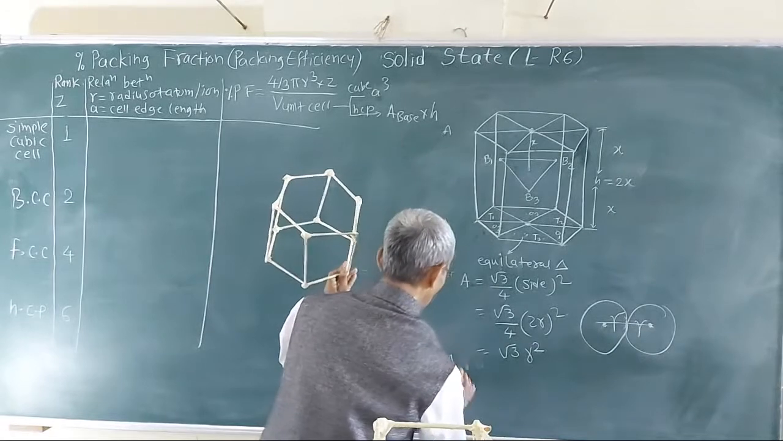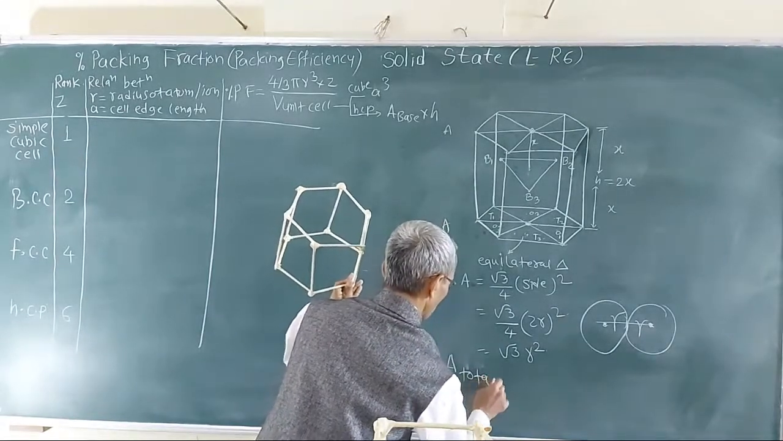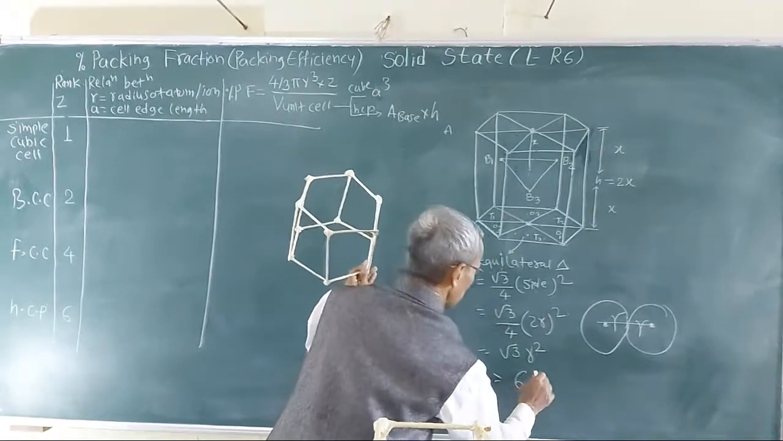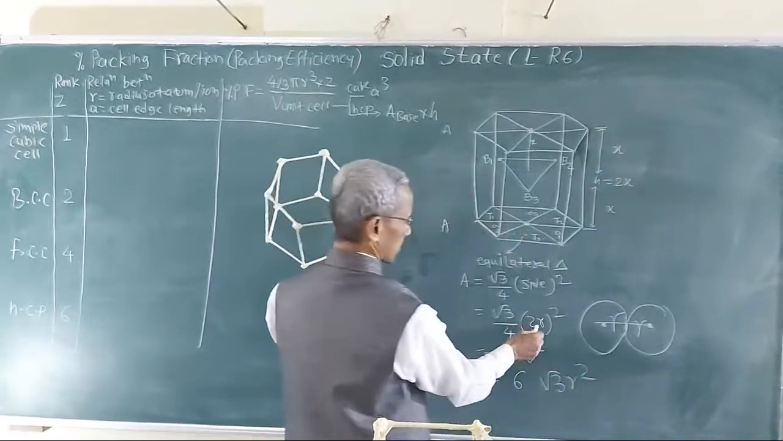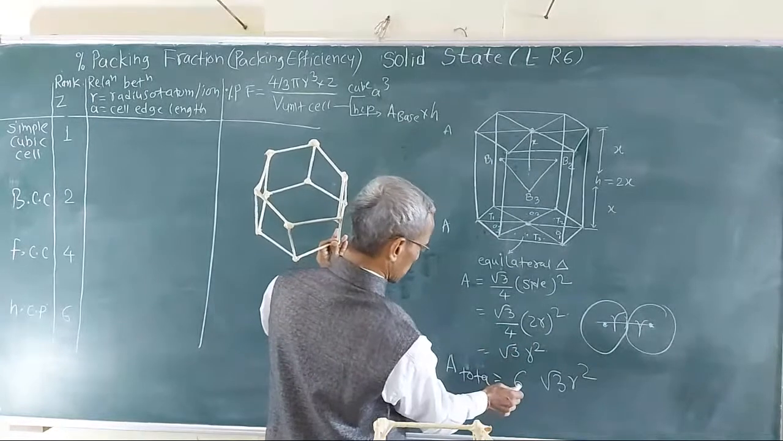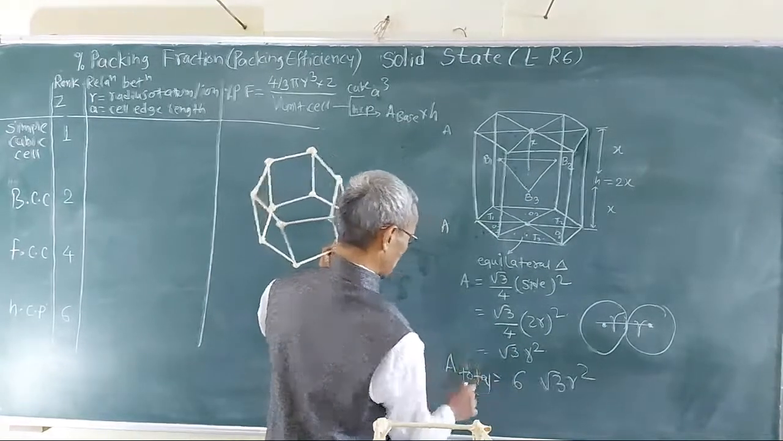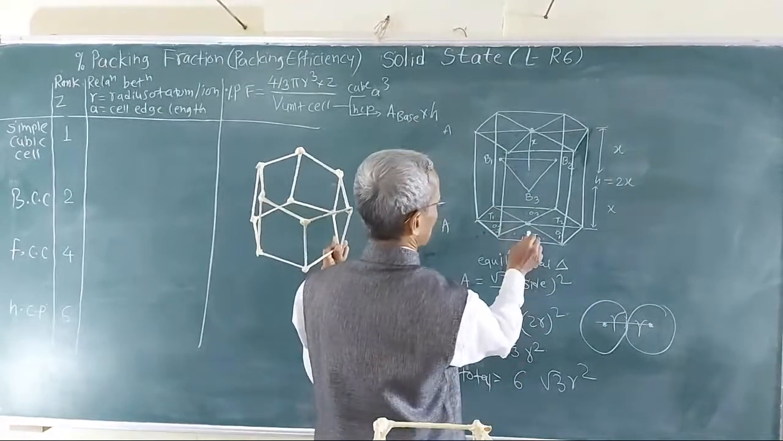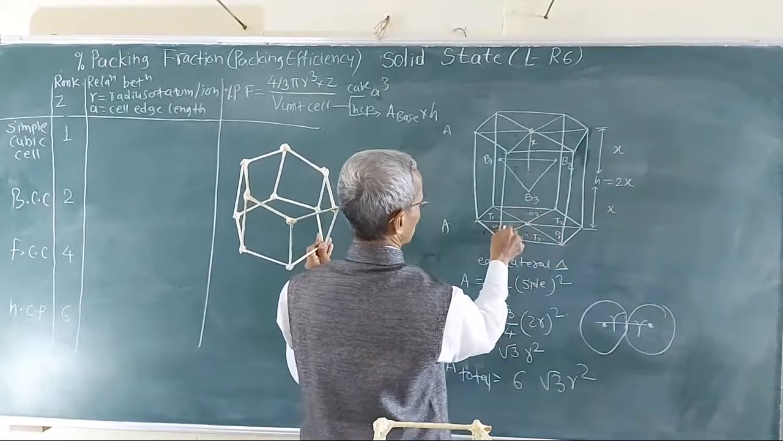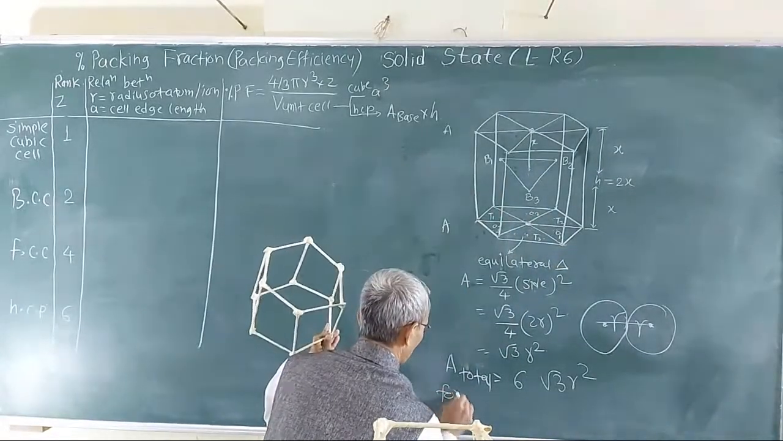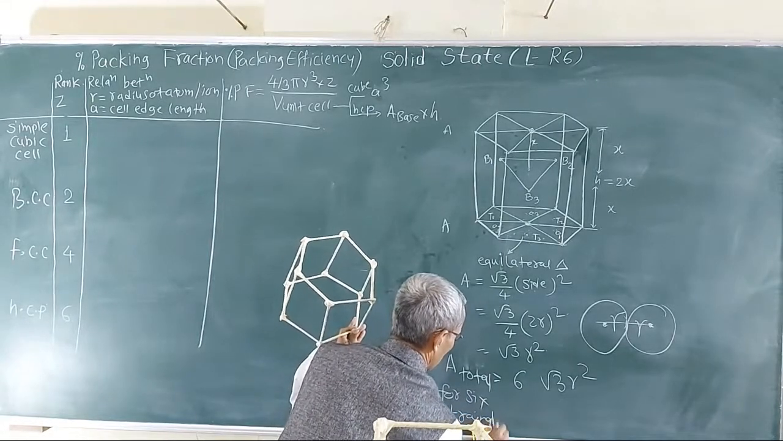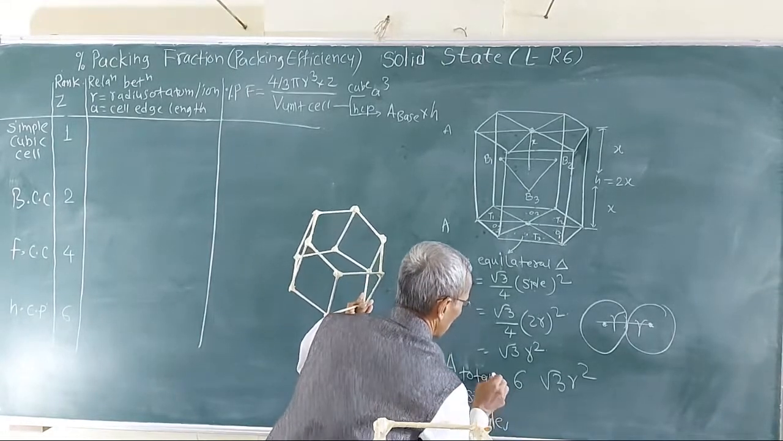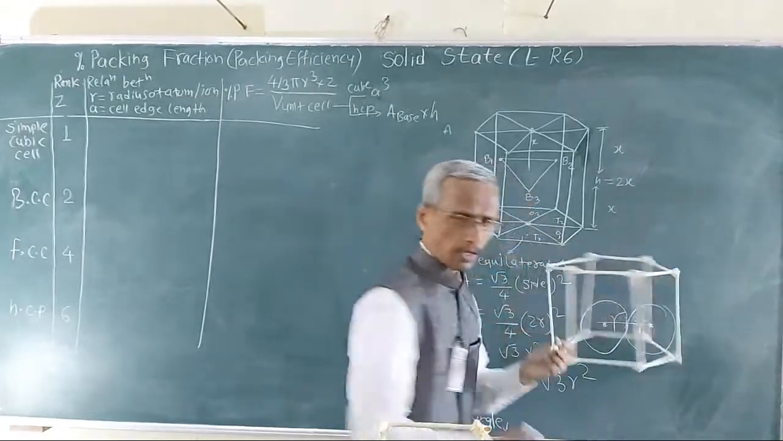Now the total area: there are 6 triangles, 3 arcs. So for the total area of 6 equilateral triangles, 1, 2, 3, 4, 5, 6.